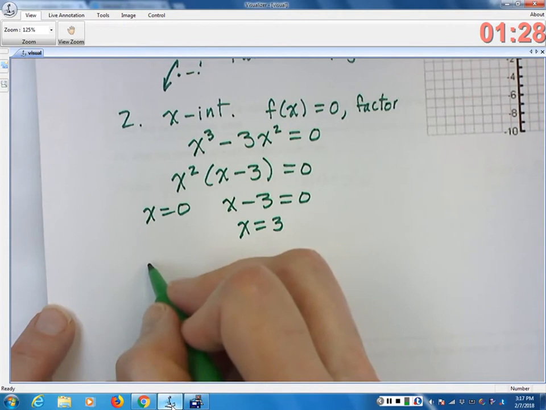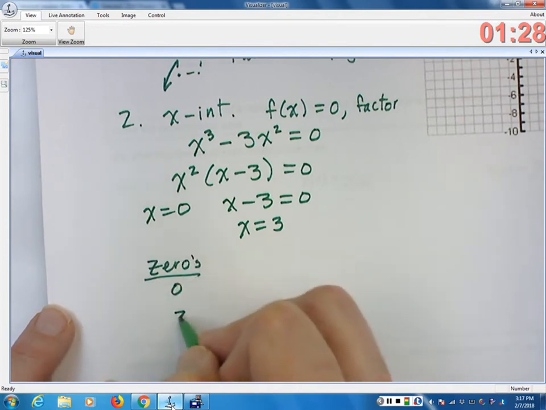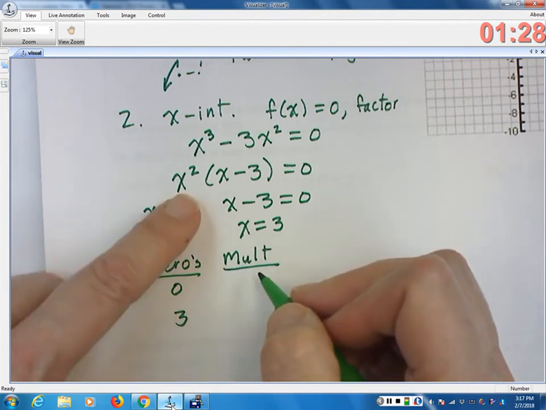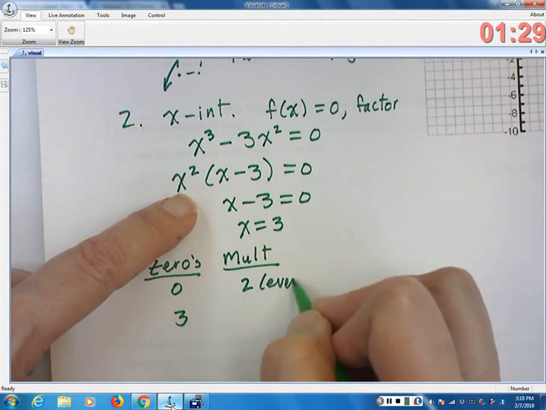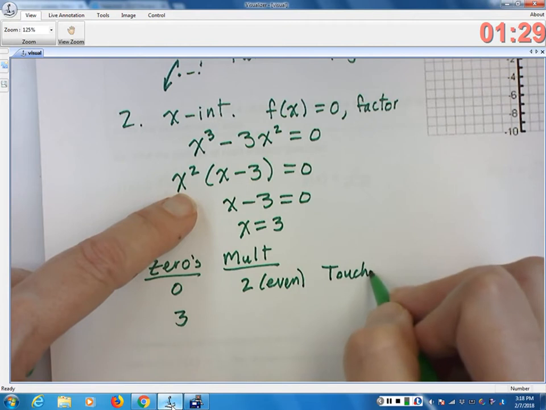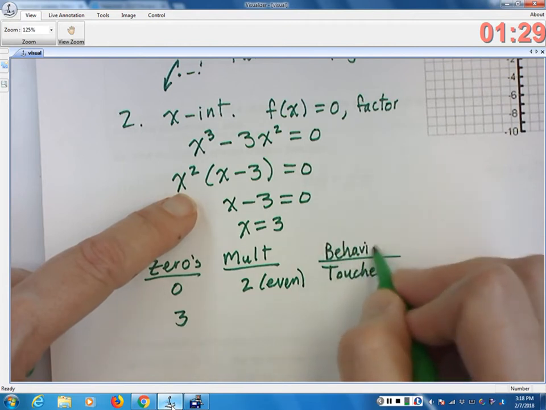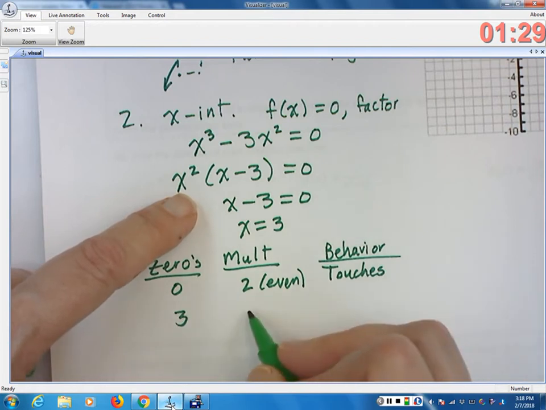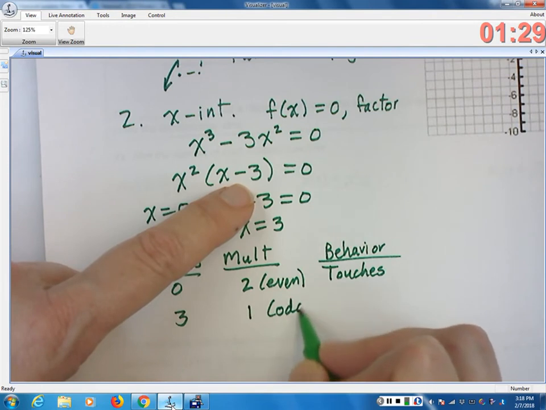So our zeros, make a little table here, our 0 and 3 and their multiplicities. Look at how I factored it. For 0, it's 2, and that's even, so the behavior is it touches and turns around at x equals 0. The multiplicity of x minus 3 is 1, and that's odd, so it crosses.